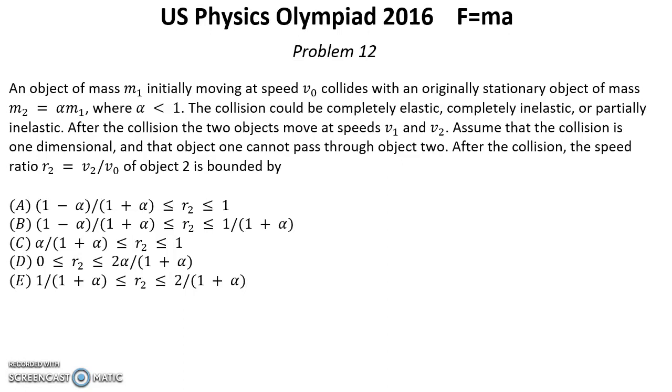After the collision, the two blocks move at speeds v1 and v2. Assume that the collision is one-dimensional and that object 1 cannot pass through object 2. After the collision, the speed ratio r2 equals v2 over v0 of object 2 is bounded by which of the following inequalities?